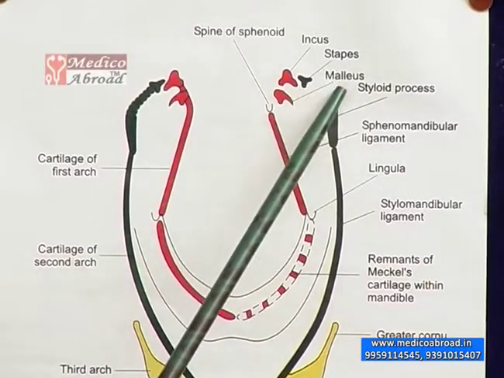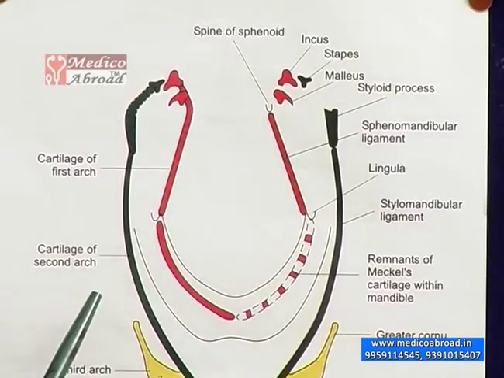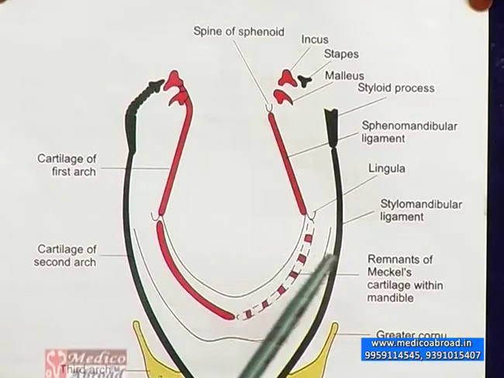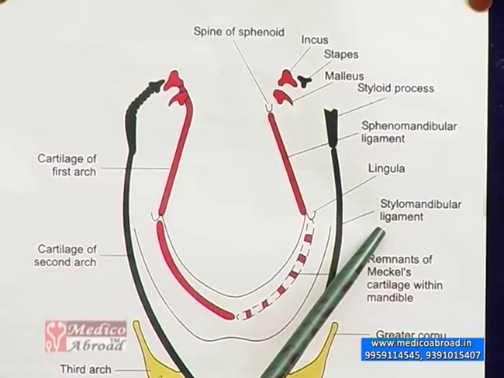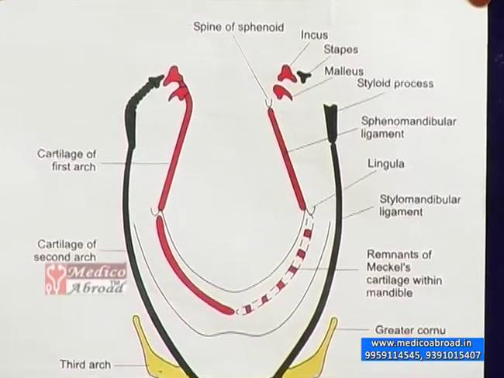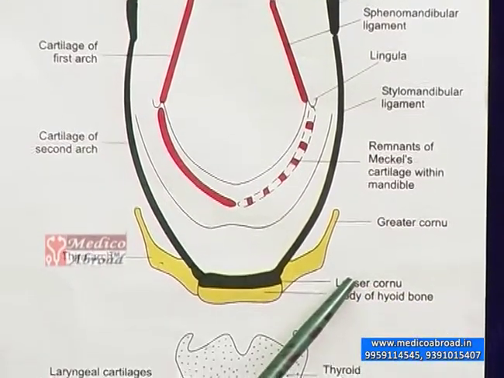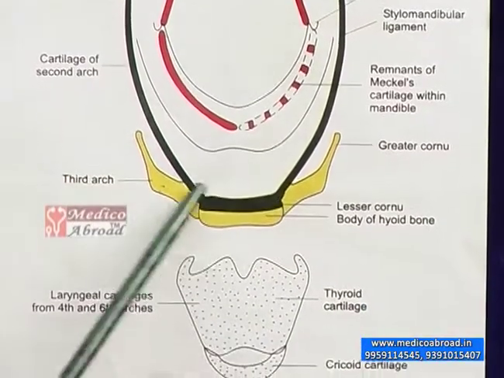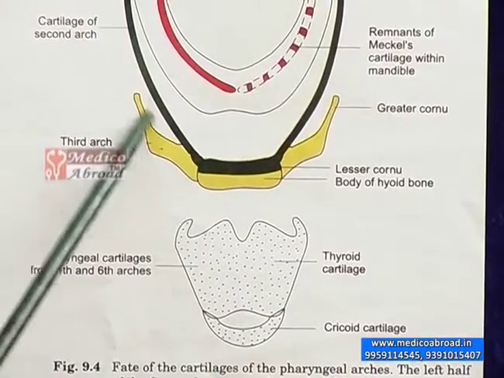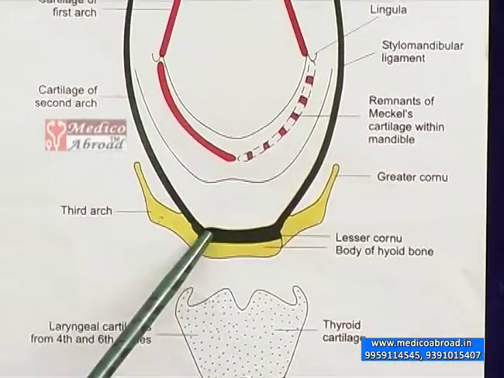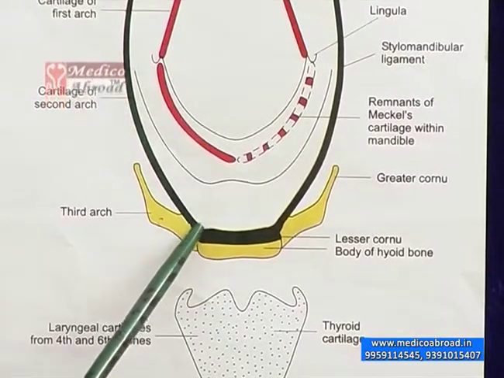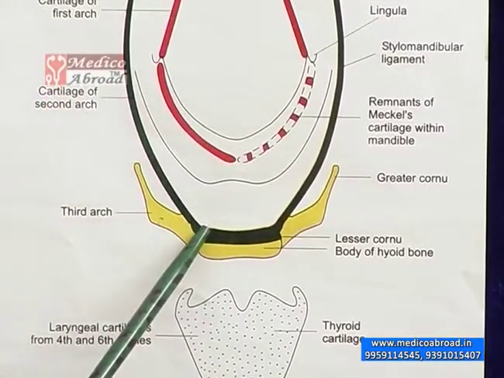Stapes, which begins with an S. Then you have the styloid process, stylohyoid ligament, and this is the stylomandibular ligament. The lesser or smaller cornu of the hyoid bone, and the superior part of the body of the hyoid bone. All of them are represented in black. Okay, all these S structures come from the cartilage of the second arch.